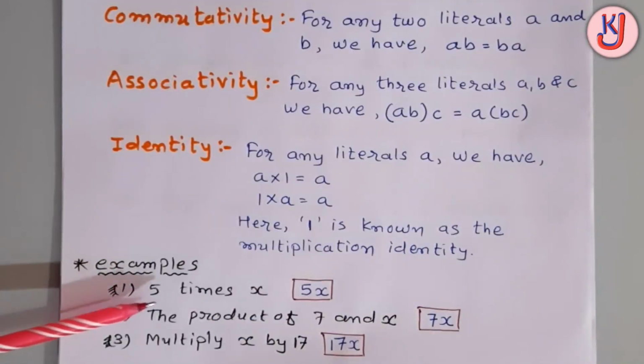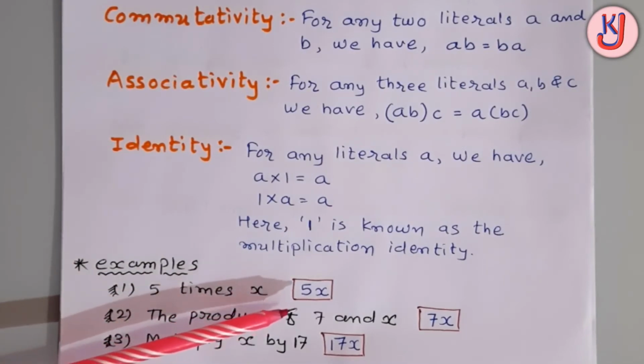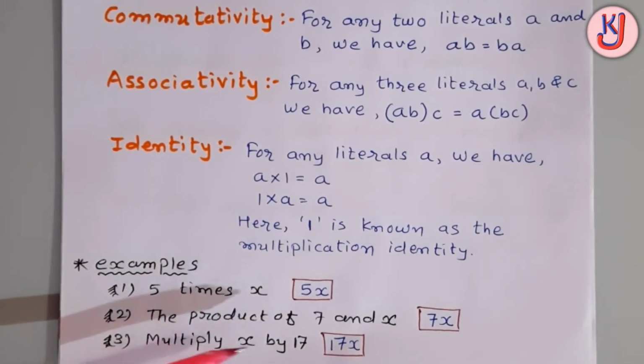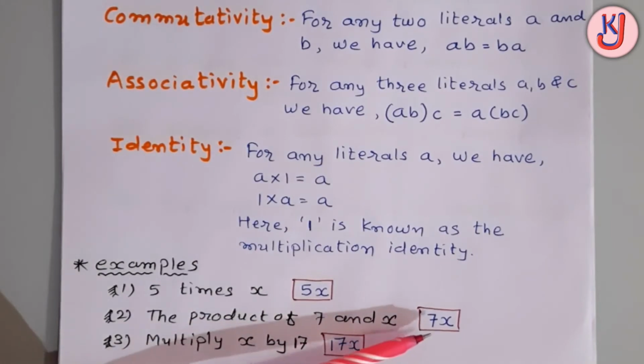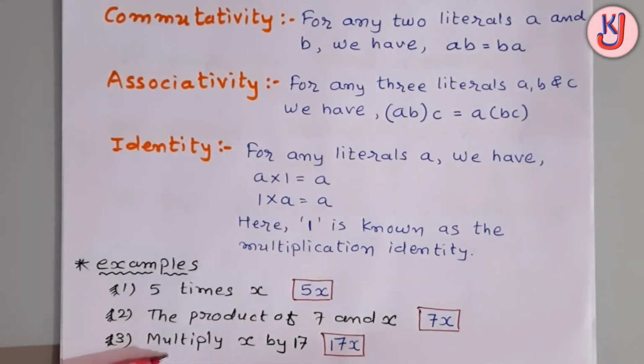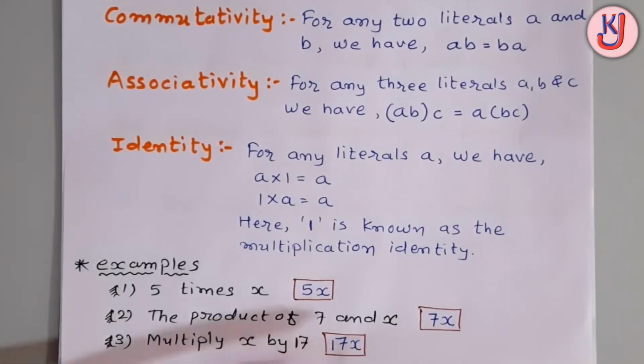For example, 5 times x means 5x, and the product of 7 and x we can write as 7x. And if the statement is like this, multiply x by 17, then we can write 17x.